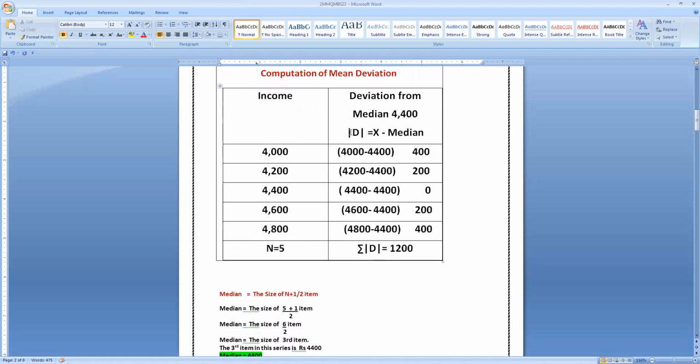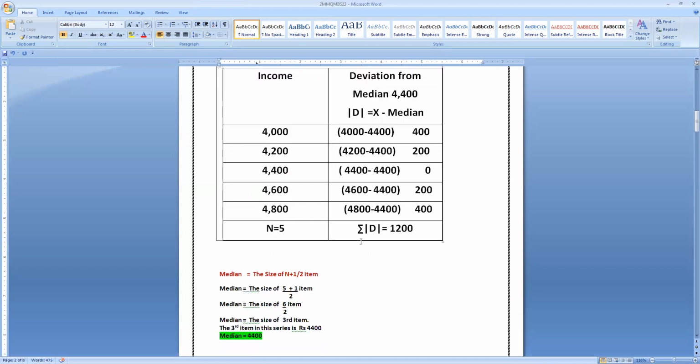Then what we have to do? We have to do the deviations column. The deviation is nothing but x minus median. The median value is 4,400. In the table, in the same manner, the deviations have to be calculated. The variable value is 4,000 minus the median 4,400. Even though we get a negative sign, that is minus 400, it should not be written as minus, it has to be considered as plus only. Then 4,200 minus 4,400 is 200. Then 4,400 minus 4,400, the median value, becomes 0. Then 4,600 minus 4,400 is 200. 4,800 minus 4,400 is 400.